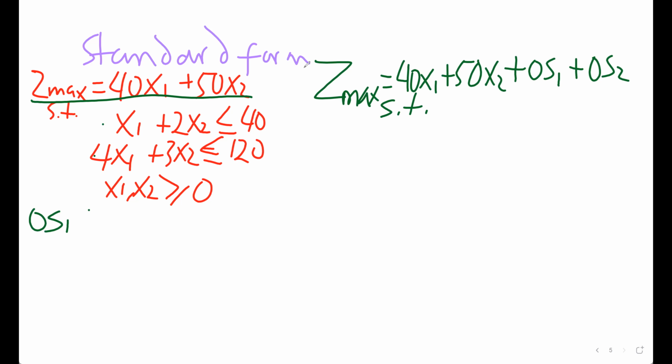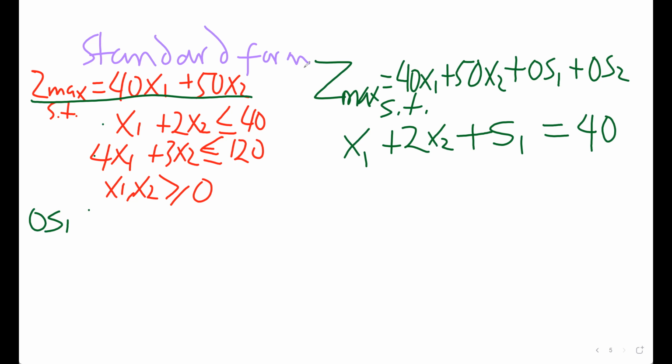So the first constraint should be written as X1 plus 2X2 plus S1, that is a slack. Then instead of the inequality, you make it equal to 40. This is how you introduce the slack S1 into the first constraint. So you add it, and then you change the sign to equality.